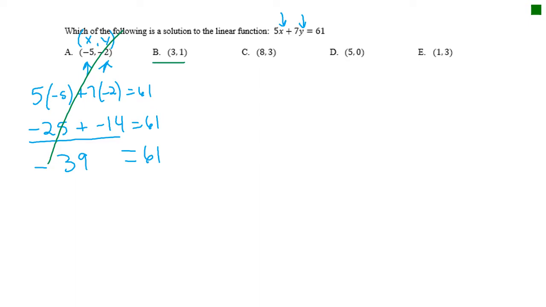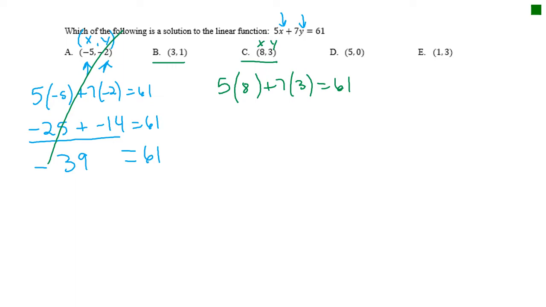This time, I'll jump to C, because you never know. Okay, I just have to figure out my answer. Well, all I'm going to do again is plug in my points. What's x? What's y? Well, x is 8, so 5 times 8 plus 7 times 3 equals 61. Again, if that point does not match, I have to go to the next one and the next one until I figure out my answer.